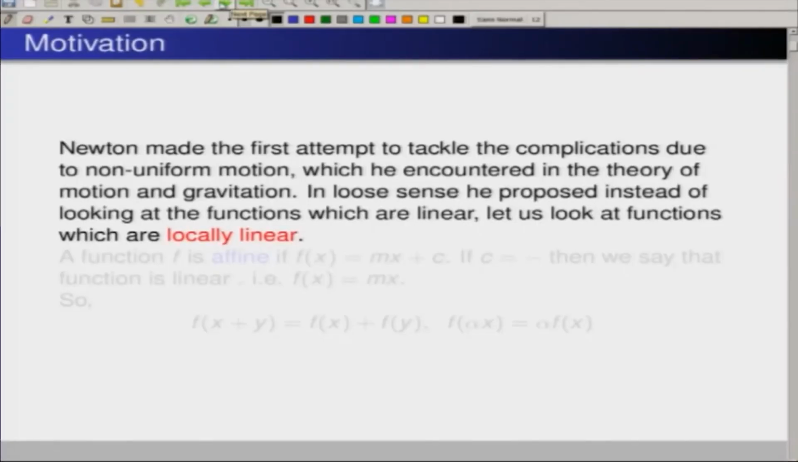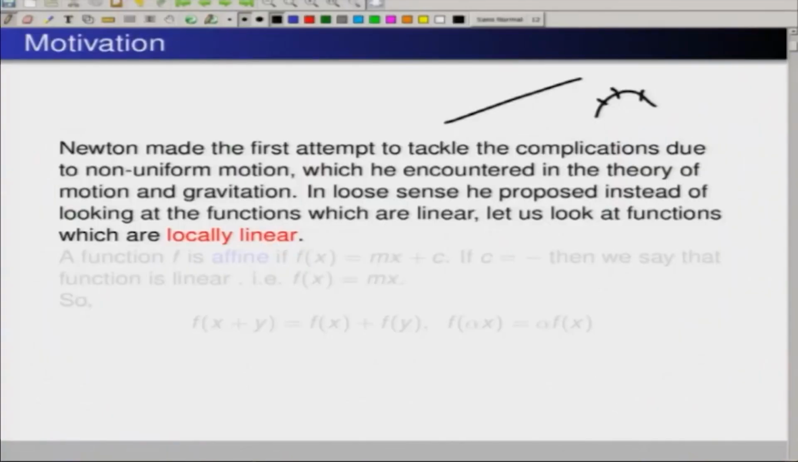In a loose sense, what he proposed was this. Linear means what? It is almost a straight line. Now, he proposed that instead of looking at functions which are linear, let us look at functions which are locally linear. So, in a loose sense, what is a locally linear function? This is linear. Now, suppose I look at a function like this, the motion is going. If I look from here to here, obviously I can see the curve. If I look from here to here, there is still a bending. Now, you come very close.